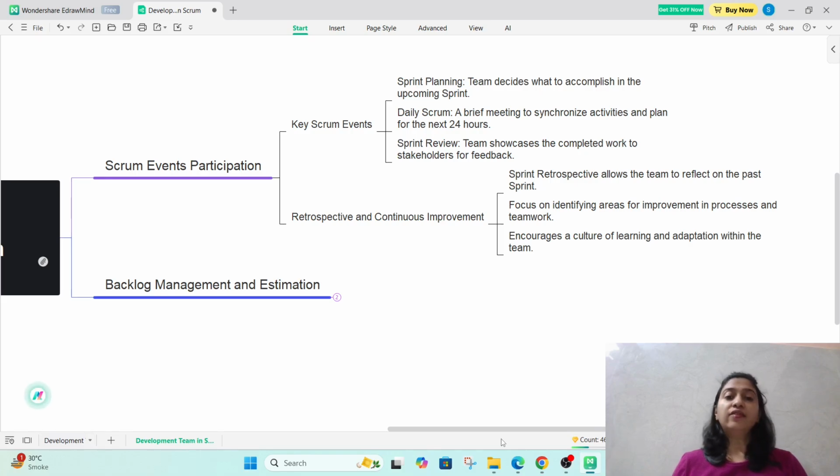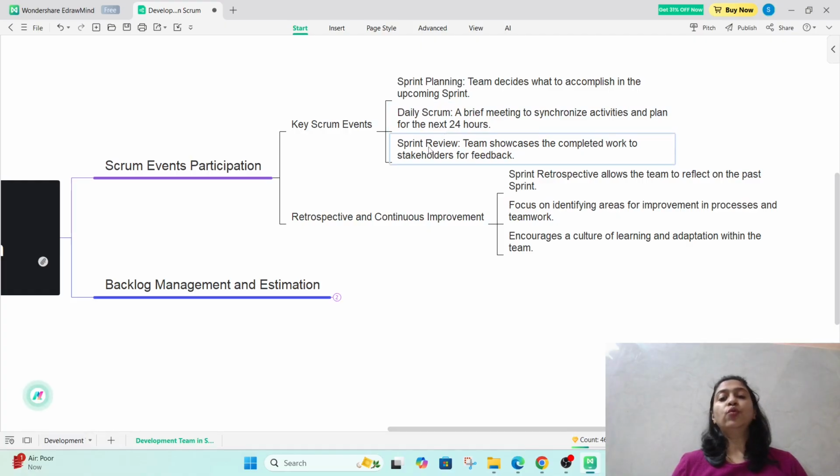Let's go ahead and see the responsibilities towards Scrum events participation. Key Scrum events are sprint planning, daily Scrum, and sprint review. Those are the key Scrum events for the development team. They should be aware of the processes and attend those meetings without fail. The team decides what to accomplish in the upcoming sprint, which we do in sprint planning. The daily Scrum is a brief meeting to synchronize the activities and plan for the next 24 hours. That meeting is only for 15 minutes maximum.